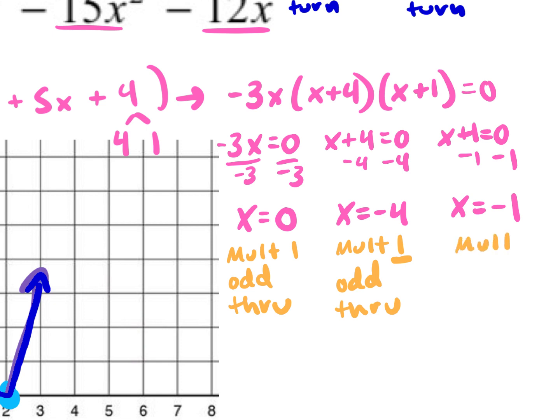How many -1s do I have? 1. So my multiplicity is 1. Is that even or odd? Odd. Do I touch and turn or go through? Go through.